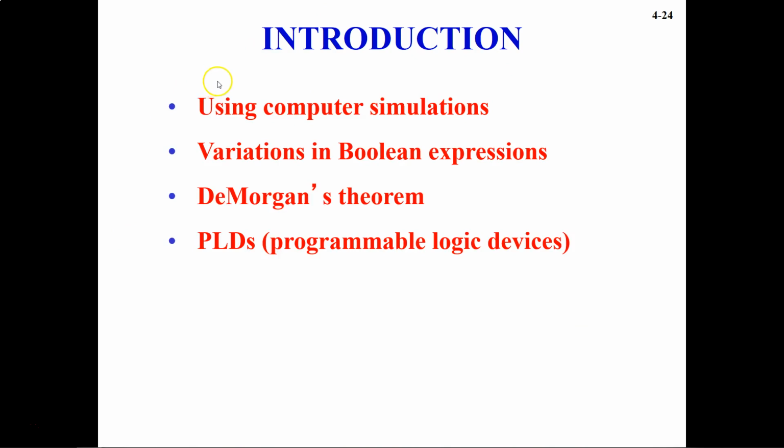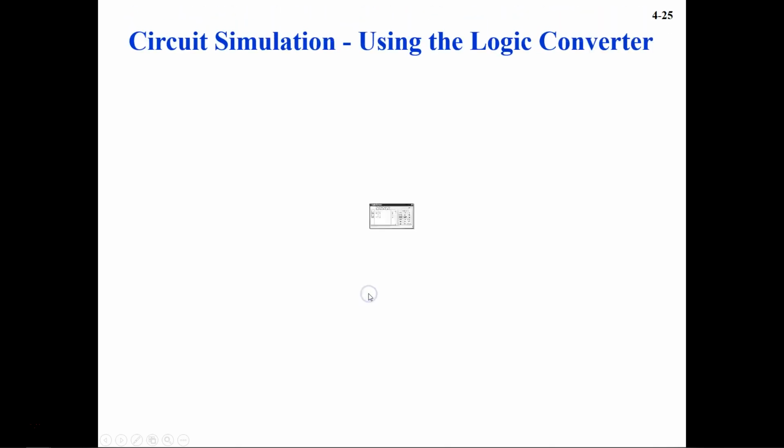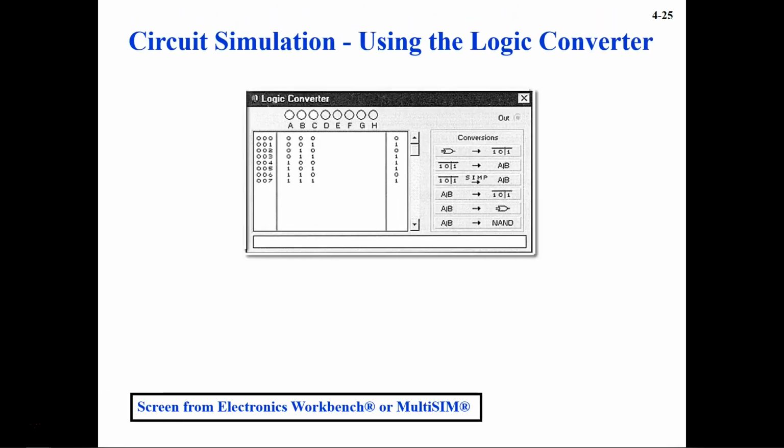So in this lecture we are going to cover how to use computer simulations. Next is variation in Boolean expressions. We will learn about De Morgan's theorem and then programmable logic devices. So let's first start with computer simulation.